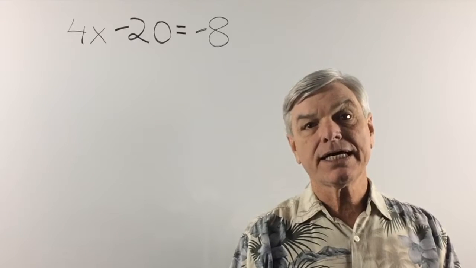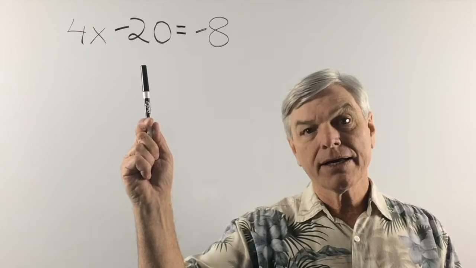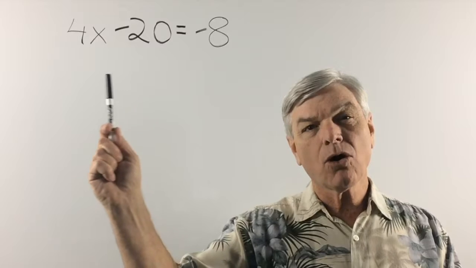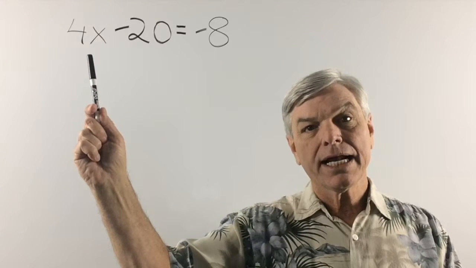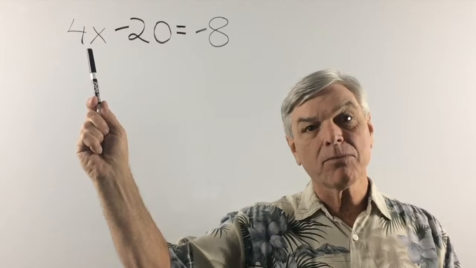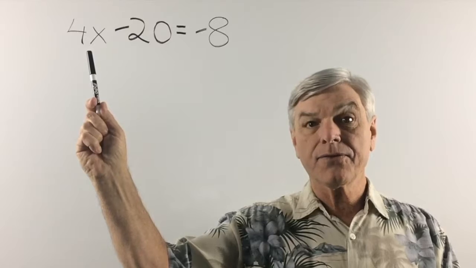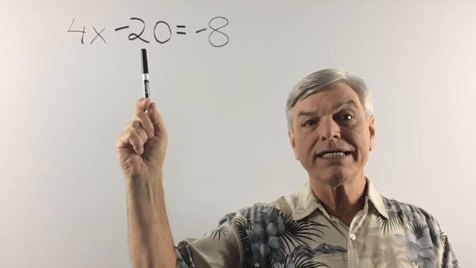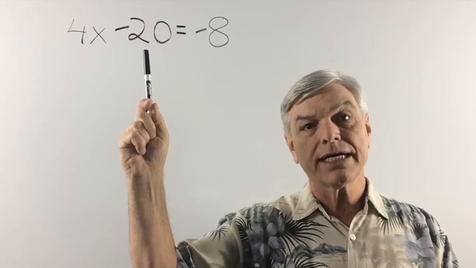Now as you can see, I have a negative 20 that I need to eliminate. I also have a coefficient of 4 that I need to eliminate. Now I'm going to need to eliminate this by multiplication. Actually, I'm going to be eliminating it through division. And I'm going to be eliminating this through addition. That is, I'm going to have to add 20 to both sides.